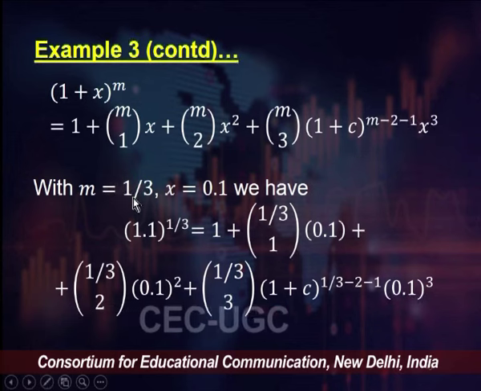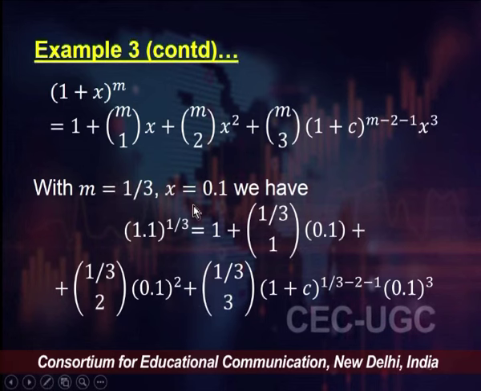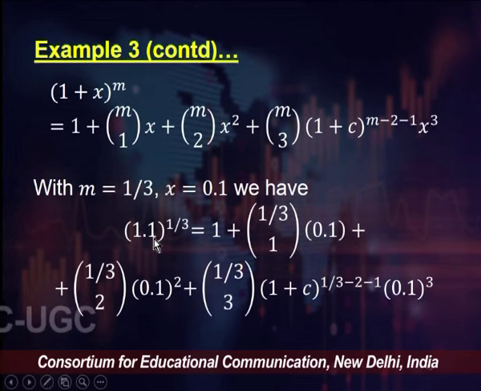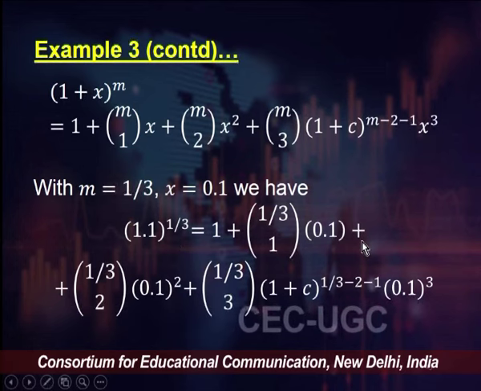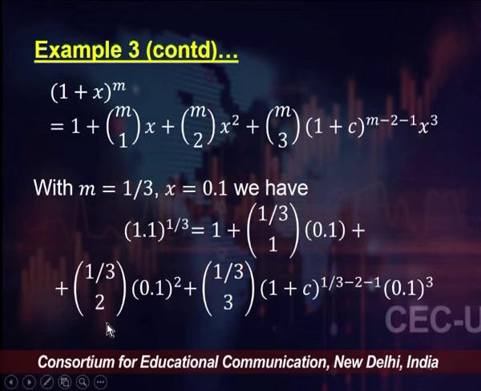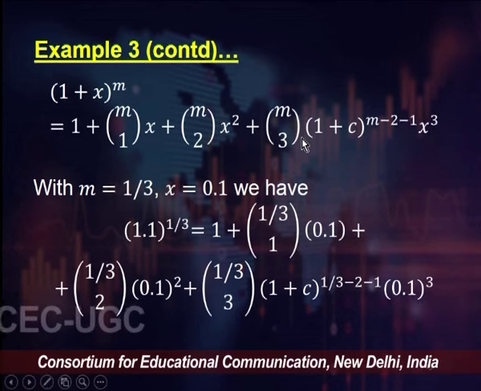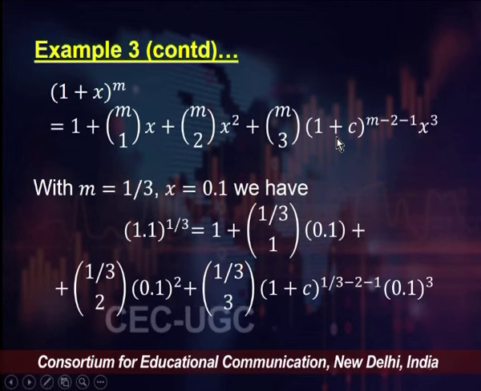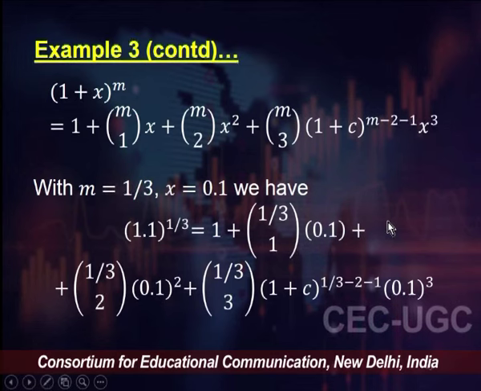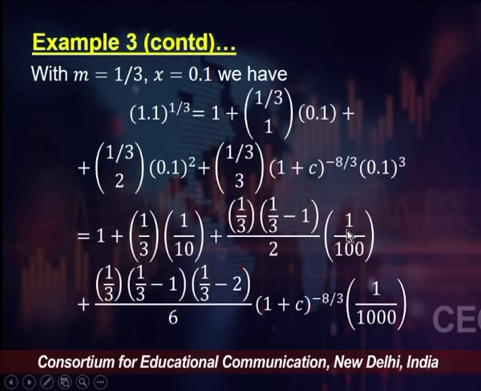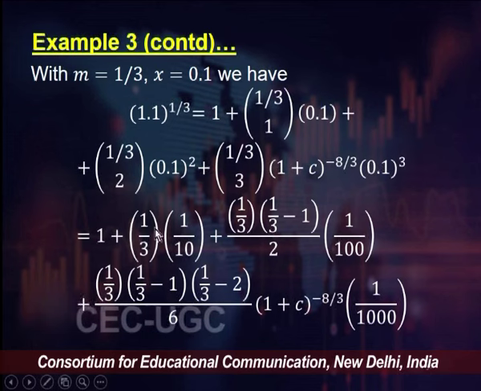We have m equal to 1/3 here, x equal to 0.1. So with m equal to 1/3 and x equal to 0.1, I can write the cube root of 1.1 as 1 plus (1/3)C1 times 0.1 plus (1/3)C2 times 0.1 squared. I am just substituting here, plus (1/3)C3 times (1 + c)^(1/3 - 3) times 0.1 cubed.